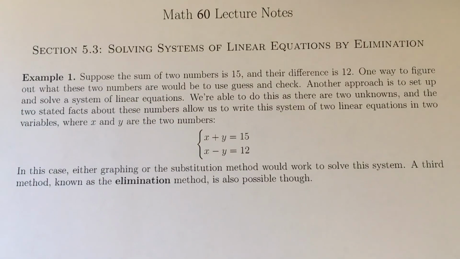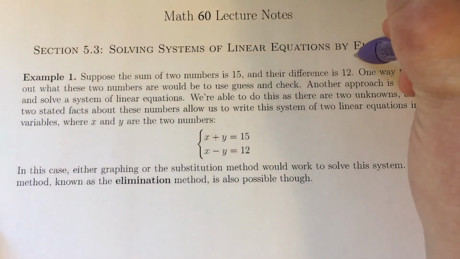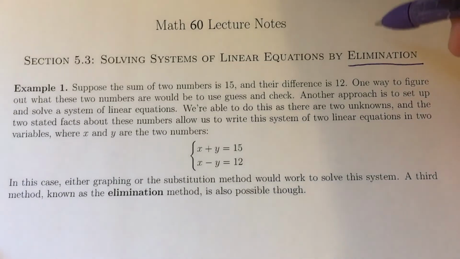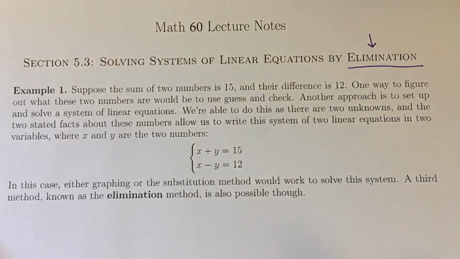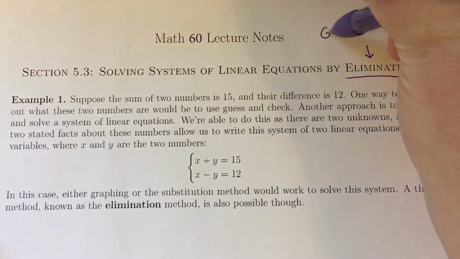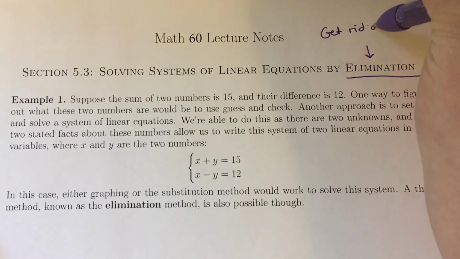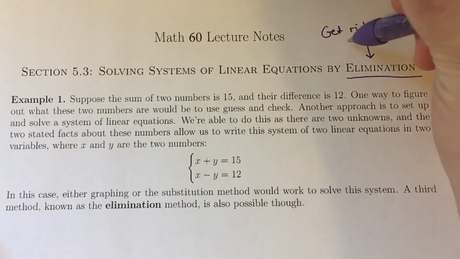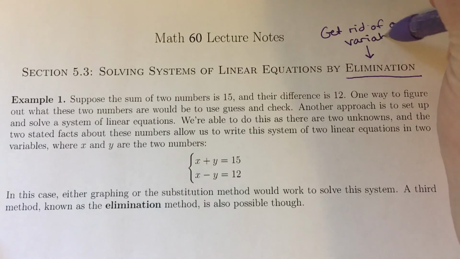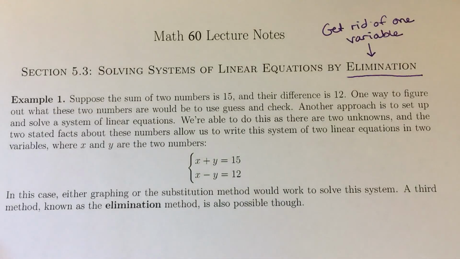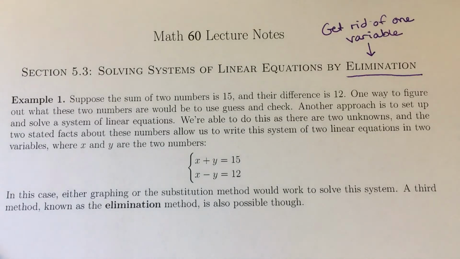In section 5.3, we're going to learn how to solve systems of linear equations by elimination. What elimination means is that we're going to try to get rid of one of the variables. Get rid of one variable. Get rid of is just the more casual way to say eliminate. So we're literally going to eliminate a variable. That's the goal. So let's see an example and see what this looks like.